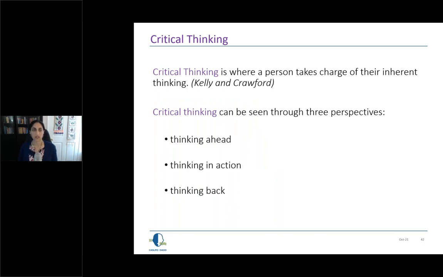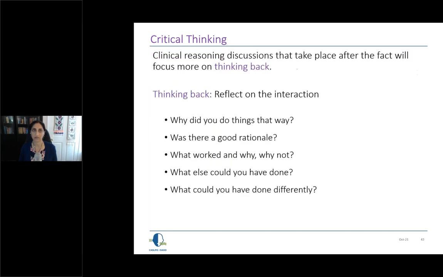So getting into critical thinking, what is that? It's where a person takes charge of their inherent thinking, and it can be seen through 3 perspectives: thinking ahead, thinking in action, and thinking back. So starting with thinking back, in mentorship, if you're having clinical reasoning discussions after the mentee has already seen the client, then you would be focusing more on thinking back. And that is about reflecting on the interaction.